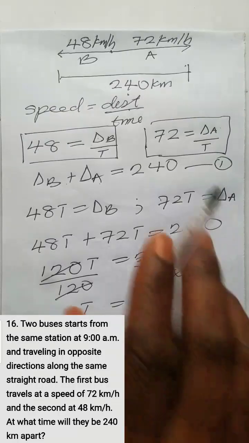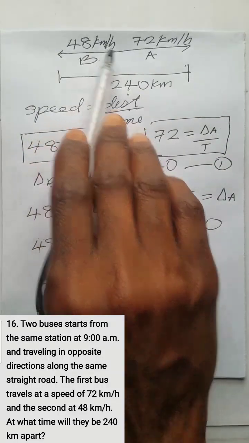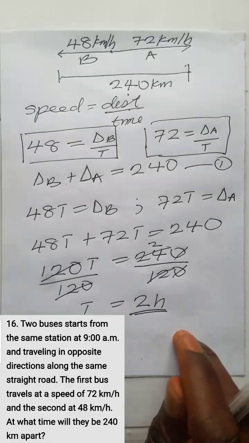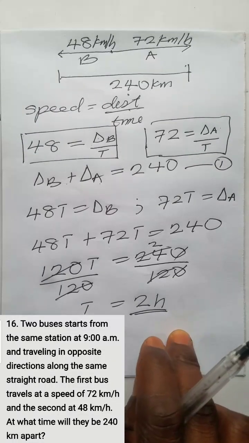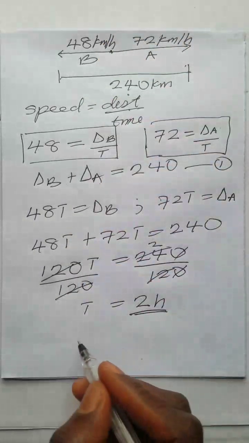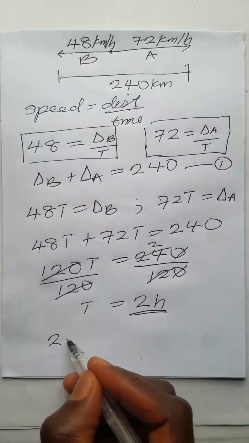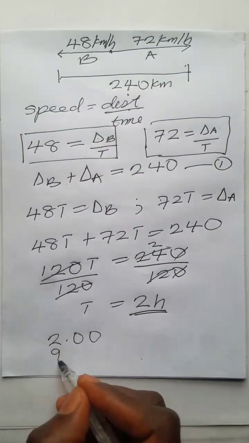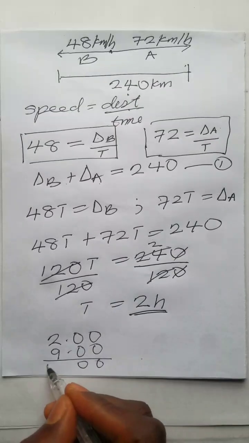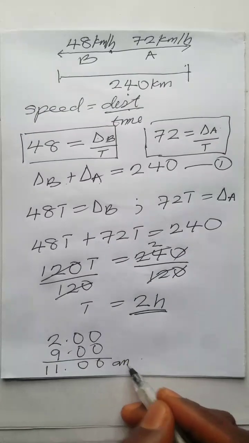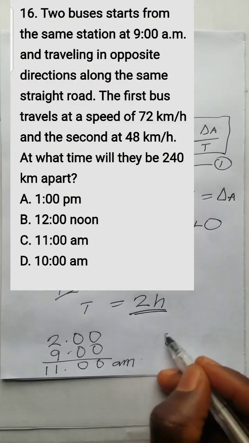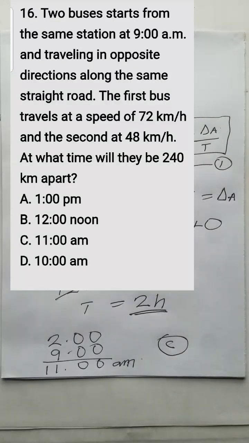2 what? Since this is expressed in kilometers per hour, it means this is hours. But notice the question says they left this bus station at 9 a.m. So we have to add 2 hours to 9 a.m., right? And that gives us 11 a.m. So what option is that? That is option C. I hope that's clear.